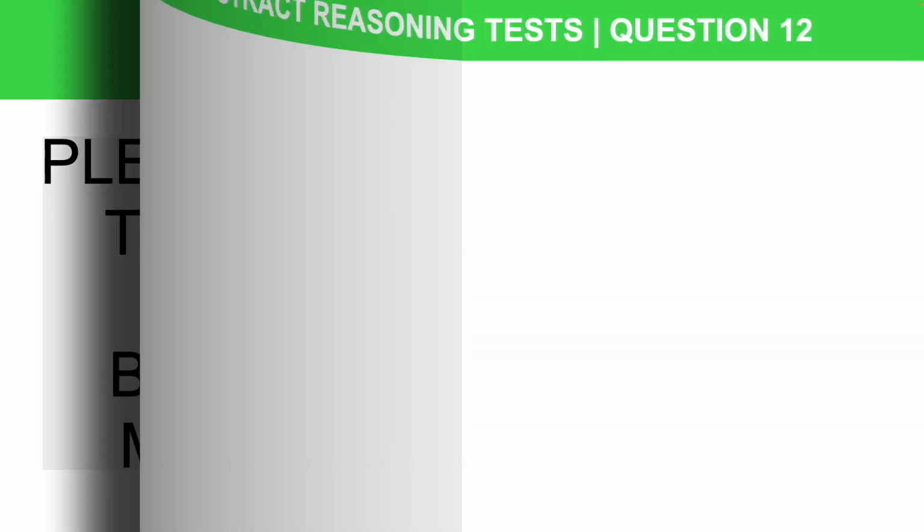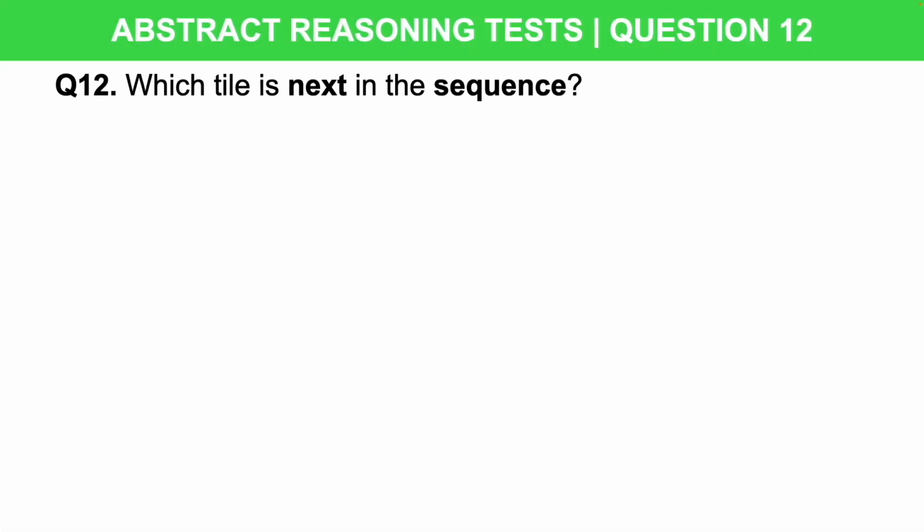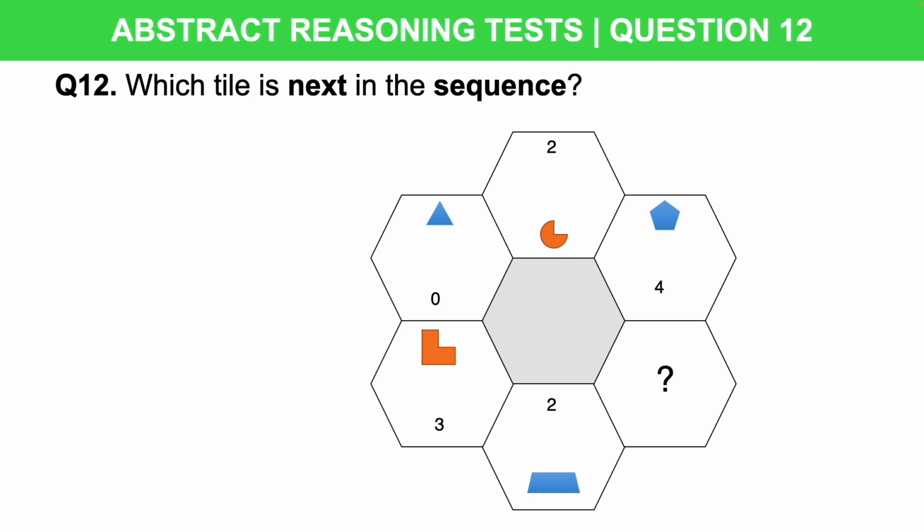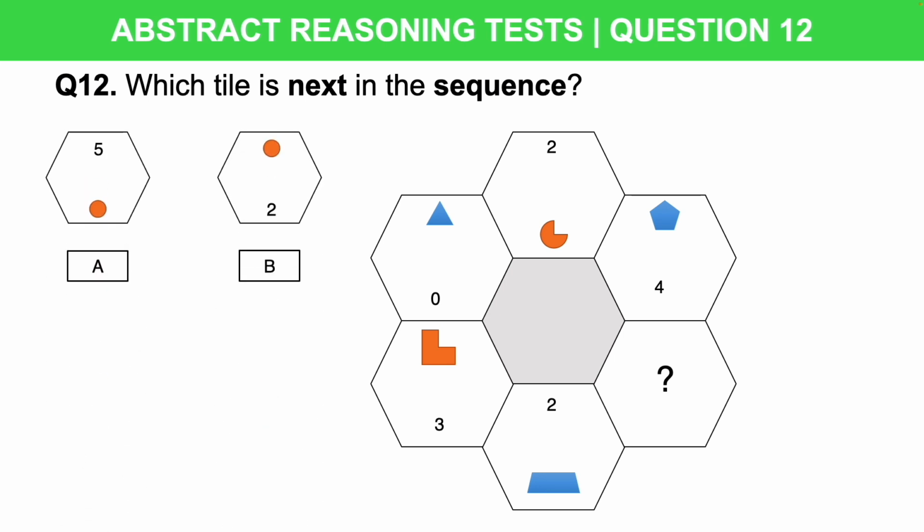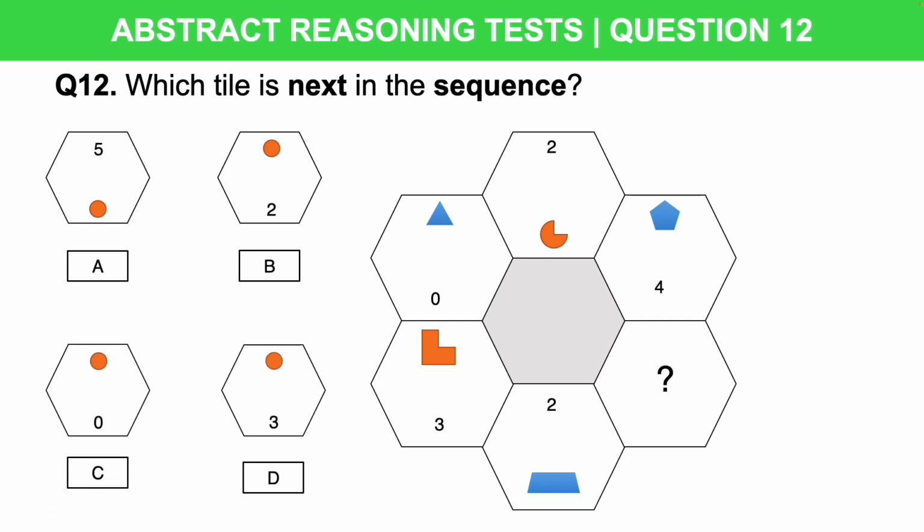Here we go. Which tile is next in the sequence? Here's what the sequence looks like. And you have the following answer options to choose from: A, B, C, and D. Your 20-second timer starts now.